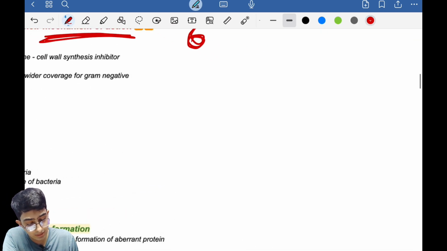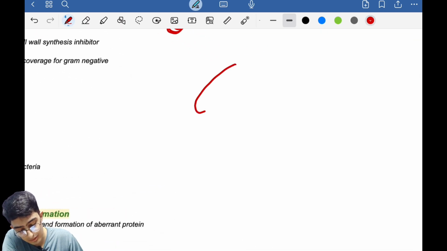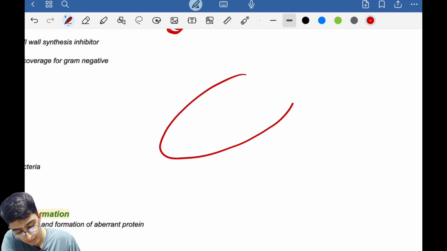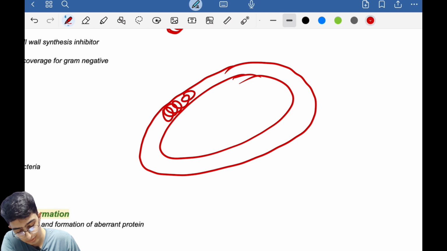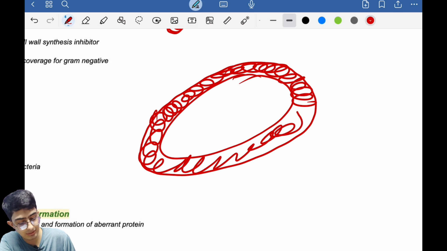In order to understand this, we need to understand the structure of a bacteria, right? So this is your bacteria, and okay, hold on, I'll make it a little bit bigger. Bacteria has a cell wall, and human cells don't have a cell wall, but bacteria do. I think you know this, right? So this is your cell wall.